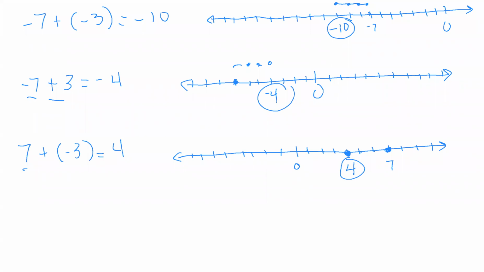Okay? And then finally, what if we had just plain old 7 plus 3? This is like regular addition. It's what you're used to. So 7 plus 3 is 10. They're both positive, so we keep the solution positive.